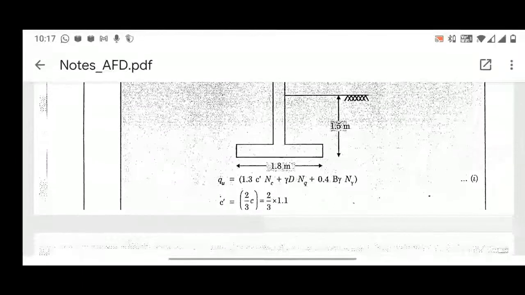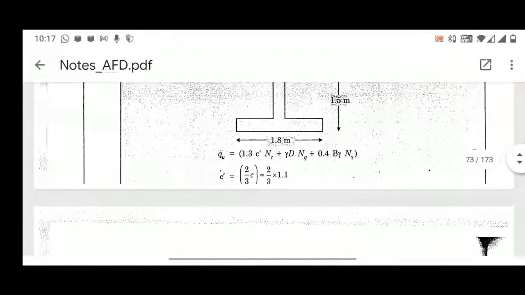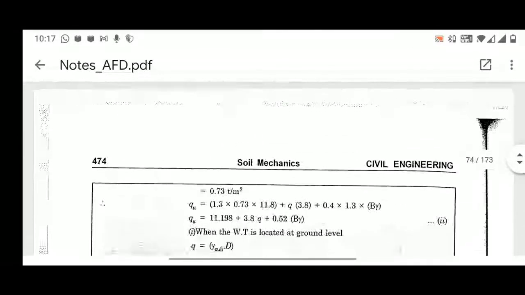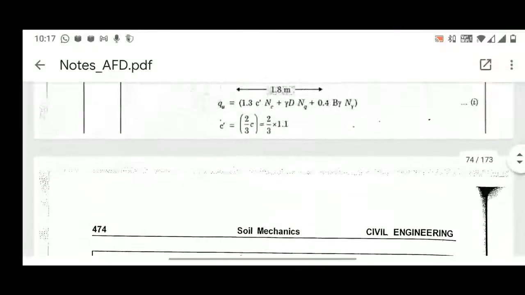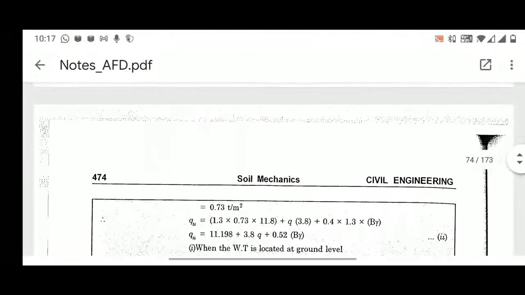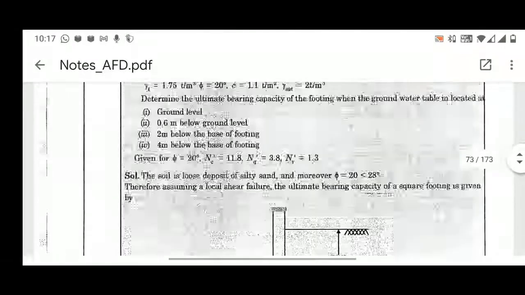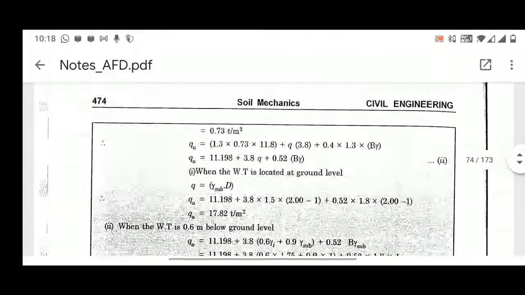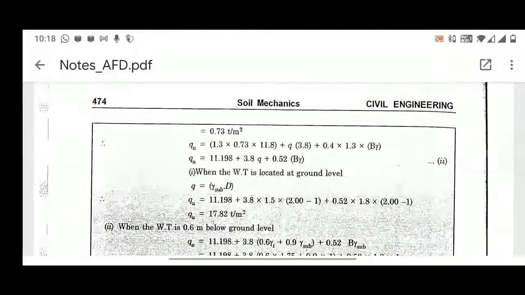So we can write the ultimate bearing capacity equation incorporating those NC dash, NQ dash, and N gamma dash into the expression, and this C dash is 2 by 3 C. Why is it 2 by 3 C? Because it is a local shear failure case. Now they have used those terms: QU is equal to 1.3 into C dash, that is 0.73, into NC dash, NC dash is 11.8 they are using, plus Q NQ dash plus half gamma B N gamma dash. So you will obtain the expression for the ultimate bearing capacity in terms of Q and gamma B.